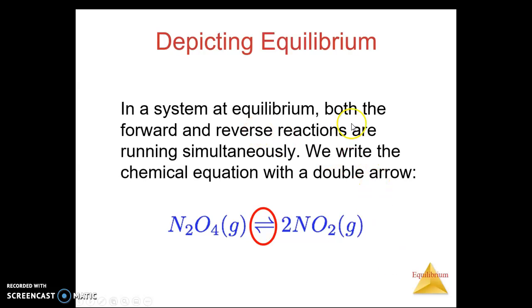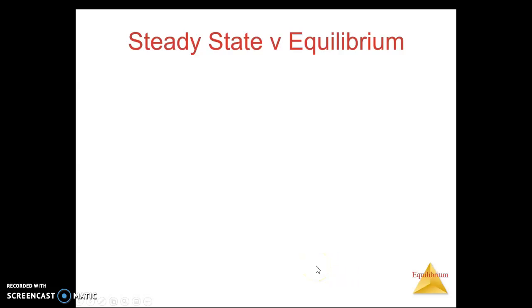So, depicting equilibrium. In a system at equilibrium, both the forward and reverse reactions are running simultaneously, and that's where we get the double arrow. N2O4 is breaking up to the 2NO2, and NO2 molecules are colliding to form the N2O4. All right, we're going to have a little digression here because we need to make a comparison or contrast with what goes on in a biological system.